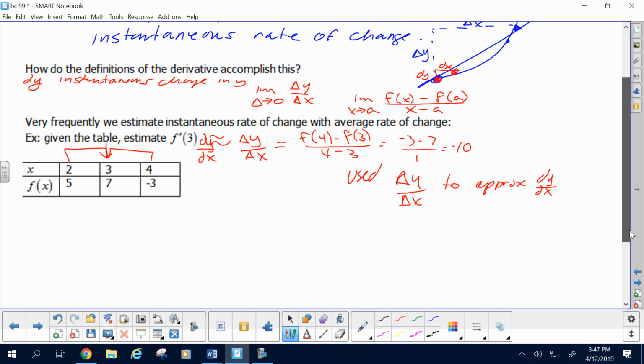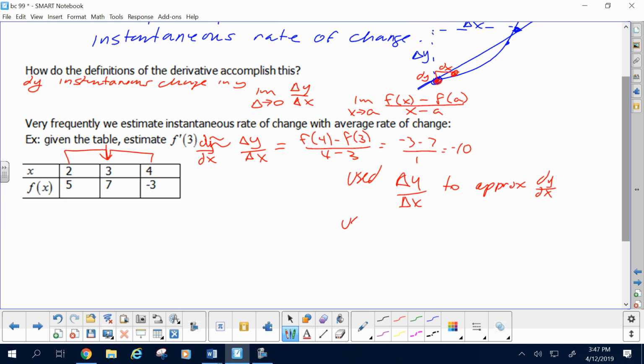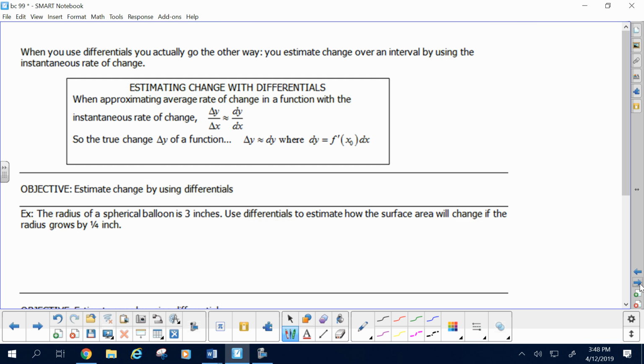Now today, we're going to go the other way. We're going to use dy dx to approximate delta y over delta x, but then we're going to go one better and say, if I wanted to approximate delta y, it's pretty close to dy. And dy, well, we'll talk about that. Let's go to the next piece of the notes here.